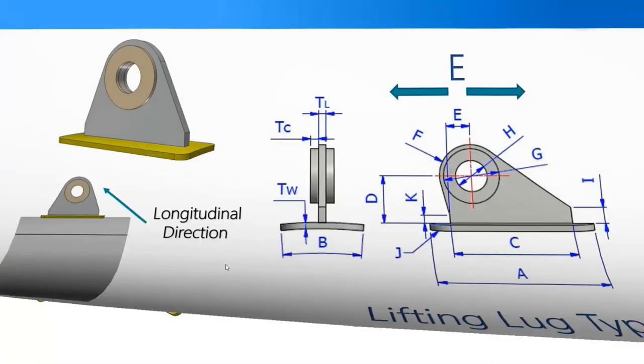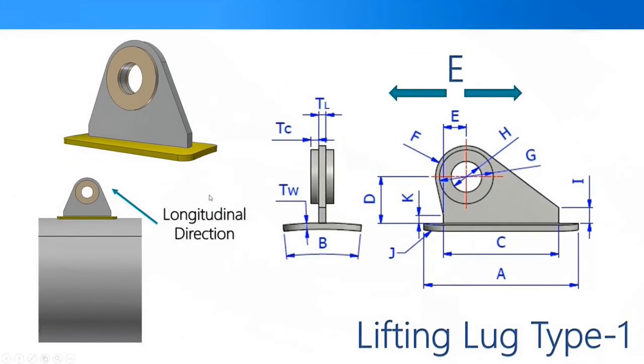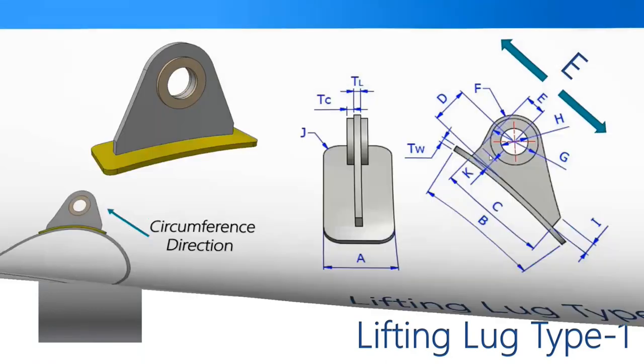Here the first type of lifting lug is used in a longitudinal direction, it suits the longitudinal direction. You can control adding a wear blade, adding a collar. You can weld it directly to the shell. You can control the dimensions like the hole offset, all the dimensions. One of them is dimension E, which is the location of the hole from the edge, which will change and give you the ability to change the configuration of this lifting lug.